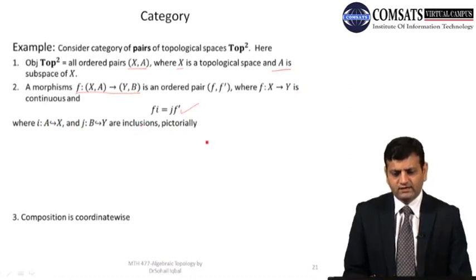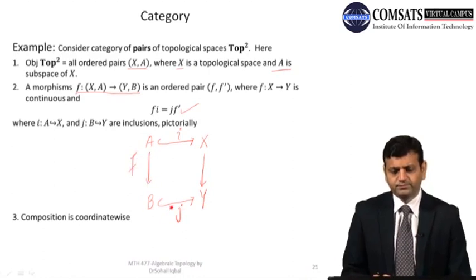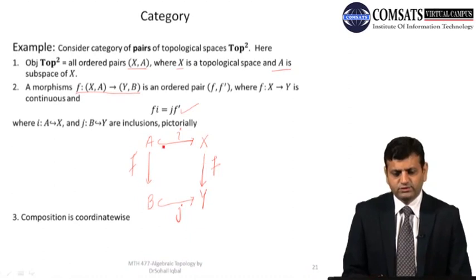So in other words, it's just going to be a continuous map from X to Y, and since A is a subset of X, there is an inclusion from A to X, and B is a subspace of Y, so there is an inclusion from B to Y. This map is basically f'. So pictorially, f is a continuous function from X to Y, and when we restrict this f to A, then f of A is contained in B.